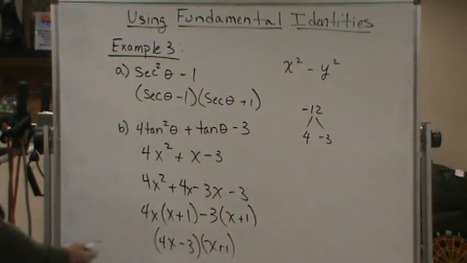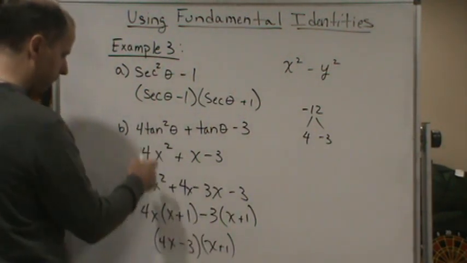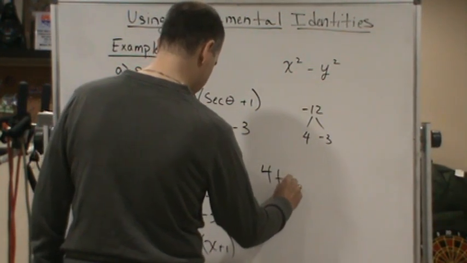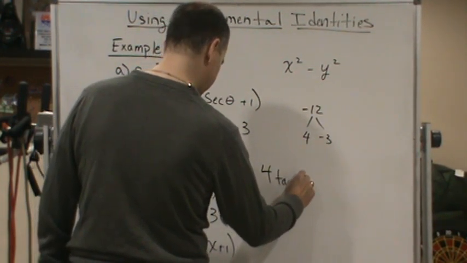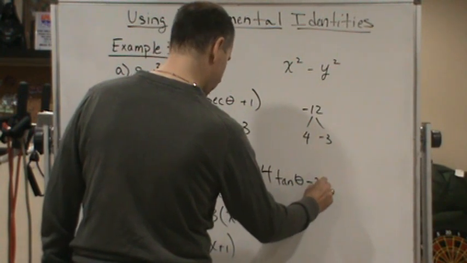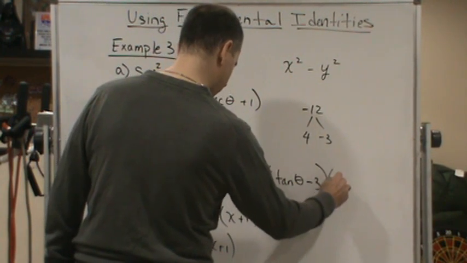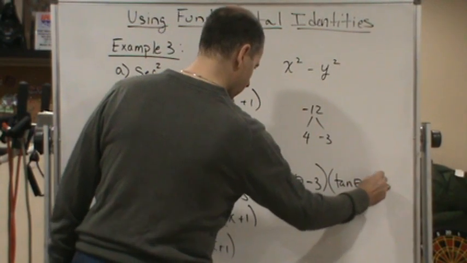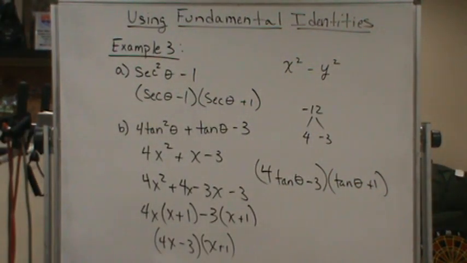And now all I have to do is just substitute back in for x. And so this is going to be 4 tangent theta minus 3 times tangent theta plus 1. And that's it.